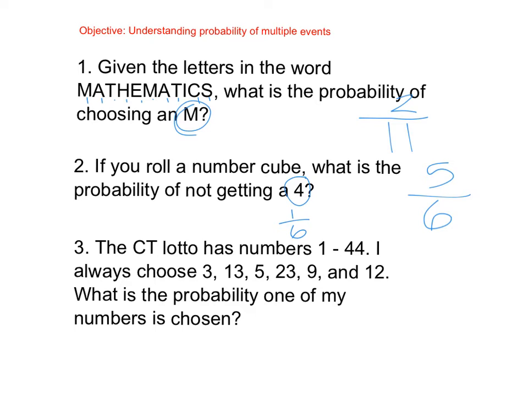The Connecticut Lotto has numbers 1 through 44. I always choose 3, 13, my birthday, 5, 23, my brother's birthday, and 9, 12, my mom's birthday. What is the probability that one of my numbers is chosen? There are 44 numbers to choose from, and how many choices do I have to be picked? 1, 2, 3, 4, 5, 6. So 6 out of 44, which is 3 over 22.